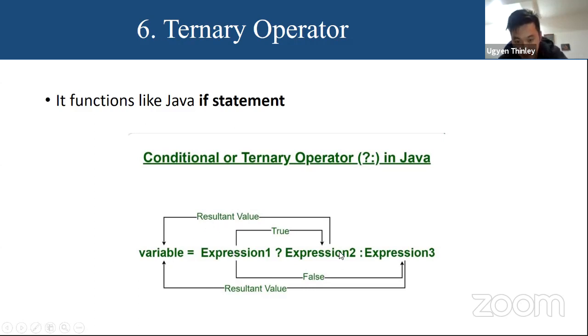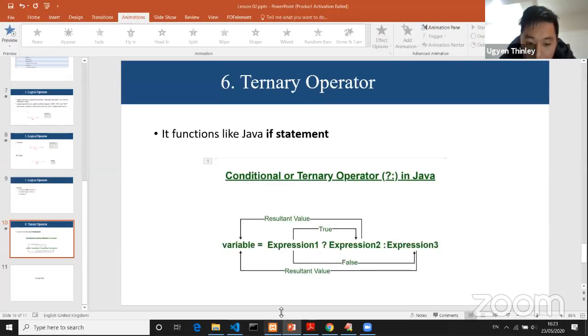A ternary operator has three expressions: expression 1 followed by a question mark, expression 2, a colon, and expression 3. The flow of execution: you initialize a variable, for example, int a, and then the expression. You are checking whether... okay, better I do it in a practical.